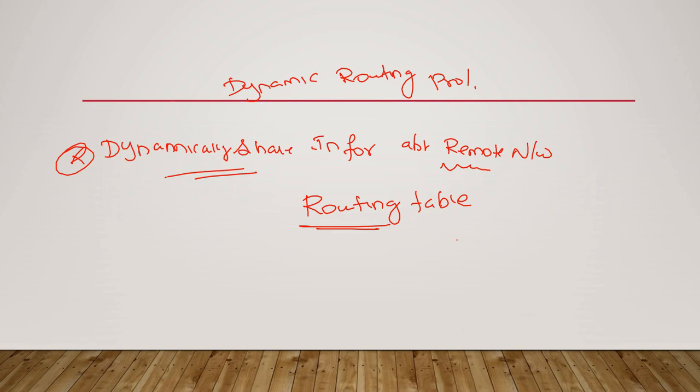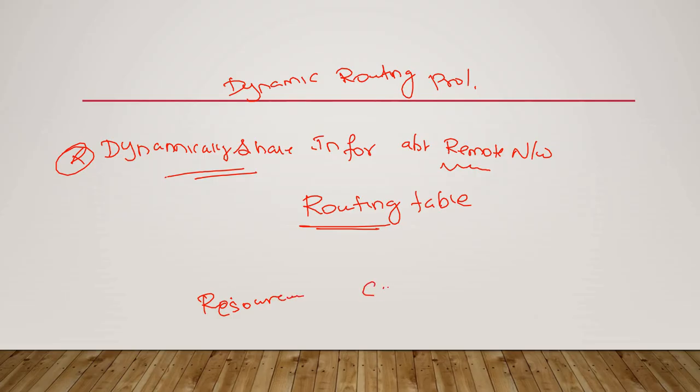Then the disadvantages or limitations we already discussed. Security is very low when we go for broadcast or multicast routing. It also needs additional resources, because whenever dynamic updating happens, we need some additional resources like CPU.